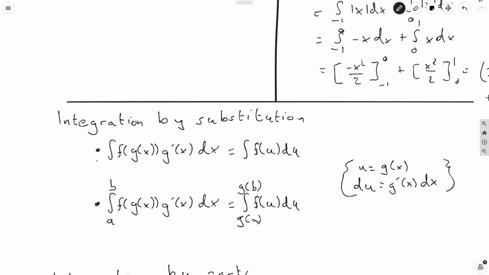And that's integration by substitution, which says that the integral of f of g of x times g prime of x dx is equal to the integral of f of u du. And the same result holds for definite integrals, except we have to be careful with our bounds: the upper bound b gets turned to g of b, where g is the function here, and a gets sent to g of a.